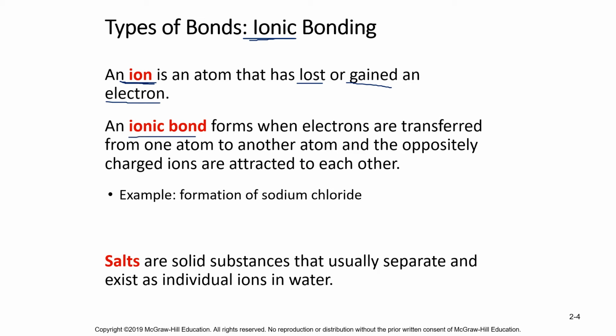An ionic bond forms when electrons are completely transferred. So one atom lets go of its electron, the other atom grabs it and takes it. So one is donating electrons, one is accepting electrons.